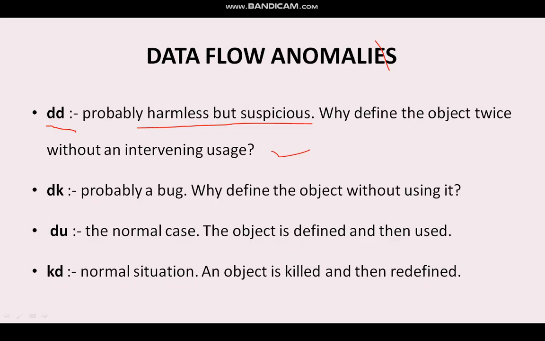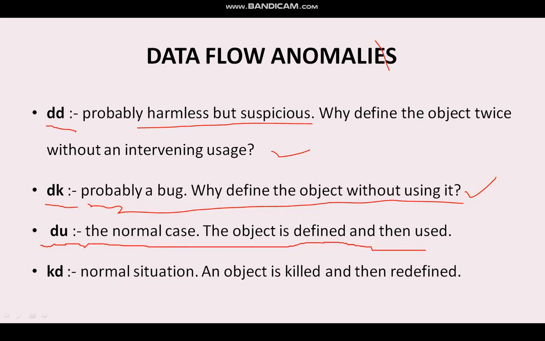The next one is defined and killed. Once you have defined, you have to use it. You should not kill it before using it. So that's why it is a bug. Once you define and then kill it without using it, it is a bug-prone situation. And the next one is define use. Okay, it is good. Once you have defined, the purpose of the define is only for use. So it is a normal situation, no problem. There are no bugs in this particular anomaly.